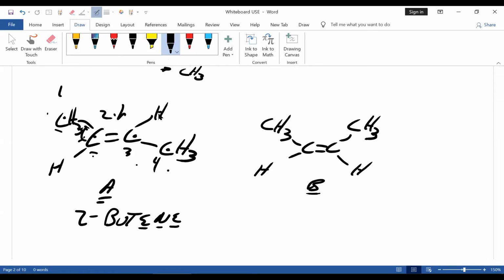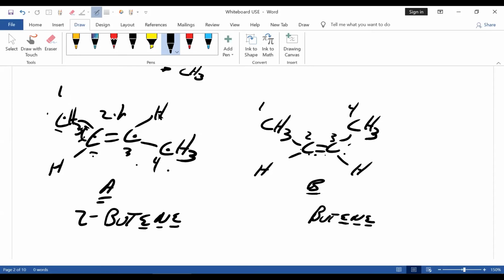Let's go over and do this one. What's the longest chain? 1, 2, 3, 4. Even though these are bent like this, just like a chain you can bend different ways, it's still linked together. This has 4 carbons. Oh, I know what 4 carbons is. Butane. But for a double bond, you drop the ANE ending and put in the ENE ending.